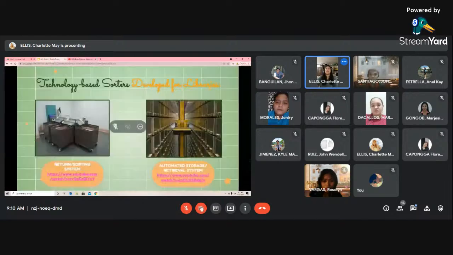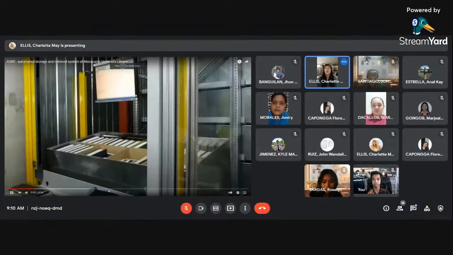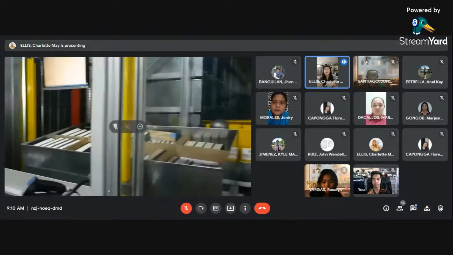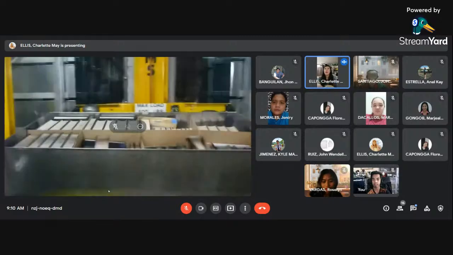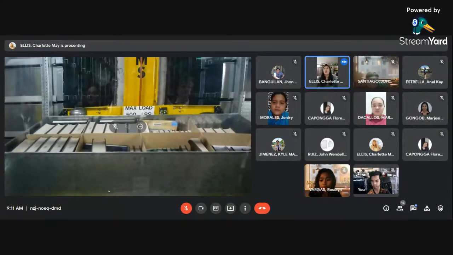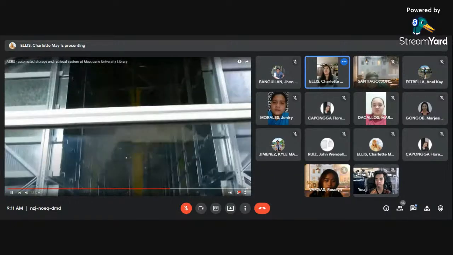For the second video, ito po yung pangalawa, yung automated storage or retrieval system. Yan. As you can see, nasa malaki siyang box. Aluminum box po. Tapos, ayan, nakakategorize na siya. And then, it will lift up by the machine according to its proper place.